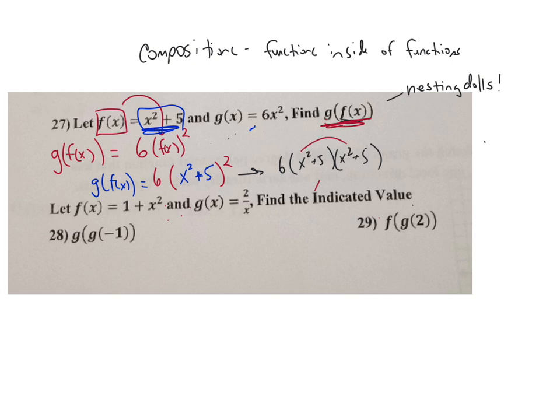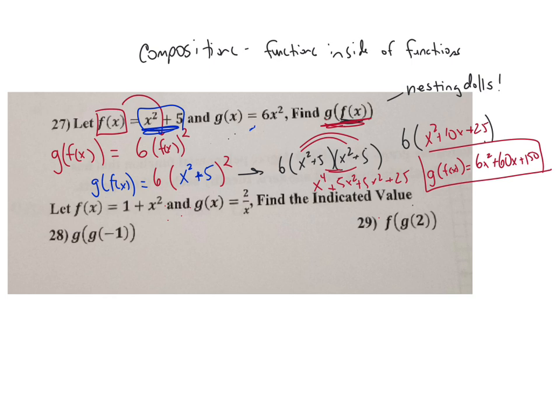So x squared times x squared gives me x to the 4th. X squared times 5 gives me plus 5x squared. X squared times 5 gives me 5x squared. 5 times 5 gives me 25. So this becomes 6 times x to the 4th plus 10x squared plus 25. Now 6 goes to everything. So my final answer is g of f of x equals 6x to the 4th plus 60x squared plus 150.